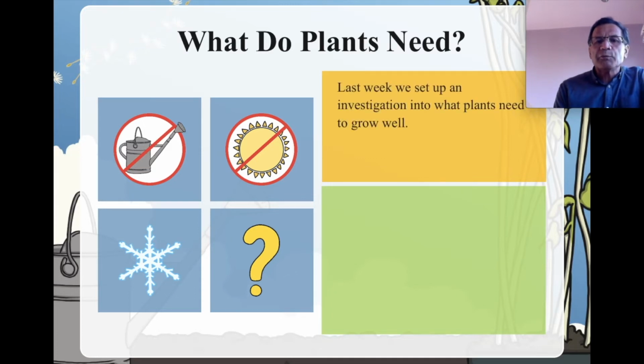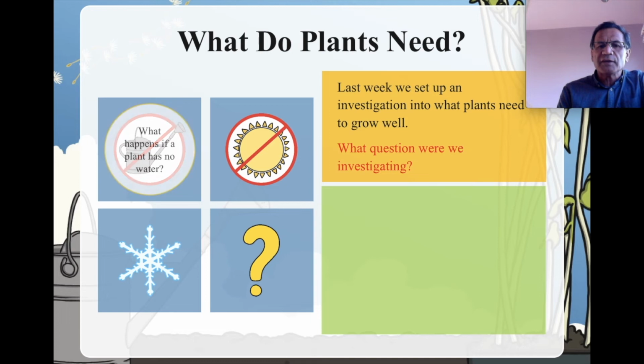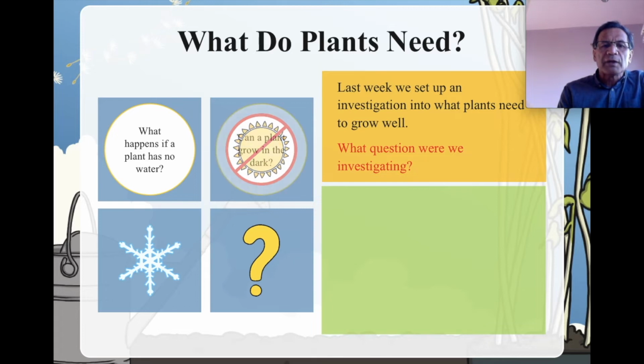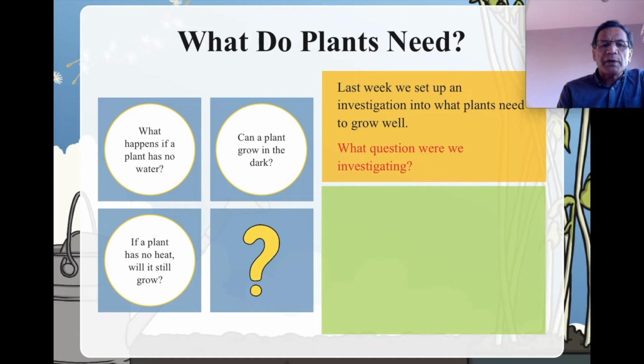What do plants need? Well, last week we set up an investigation into what plants need to grow well, and we were thinking about wilt. What questions were we investigating? Well, questions could be, what happens if plants have no water? Can a plant grow in the dark? If a plant has no heat, will it still grow? And there are things that we could actually try out.